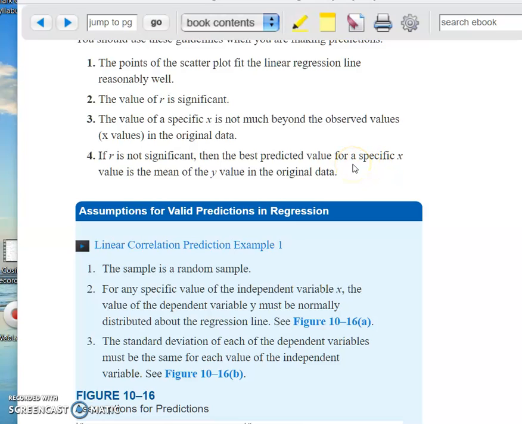So if you give me an x and I want to say, well, what's your best guess as to what the y value is going to be for that specific x? Well, then the best you can do is just take the mean of all of the y values that you had in the original data. So let's get a cartoon. It'll help us understand that.